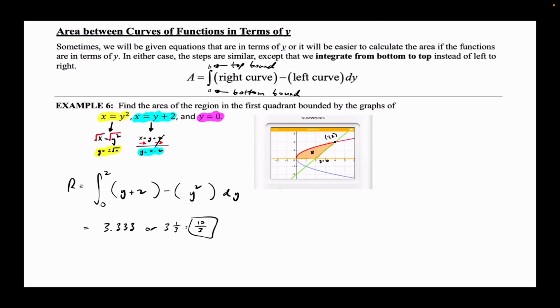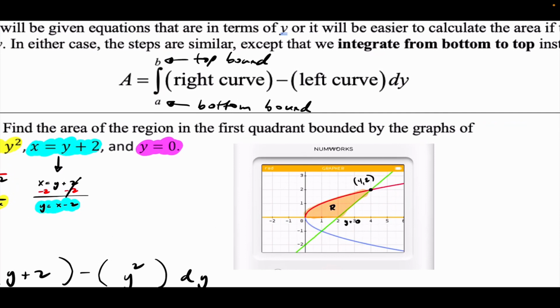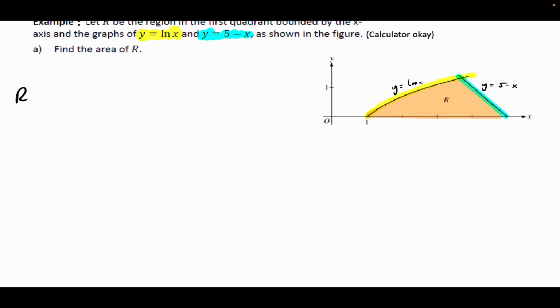So going back to our notes, area equals right curve minus left curve. So let's do that first. So area of R equals top curve minus bottom curve. And since we're doing it this way, we have to do dy. Okay. We have to use dy. So only y's. I can only put things with y's in here. I can't put things with x's in here.